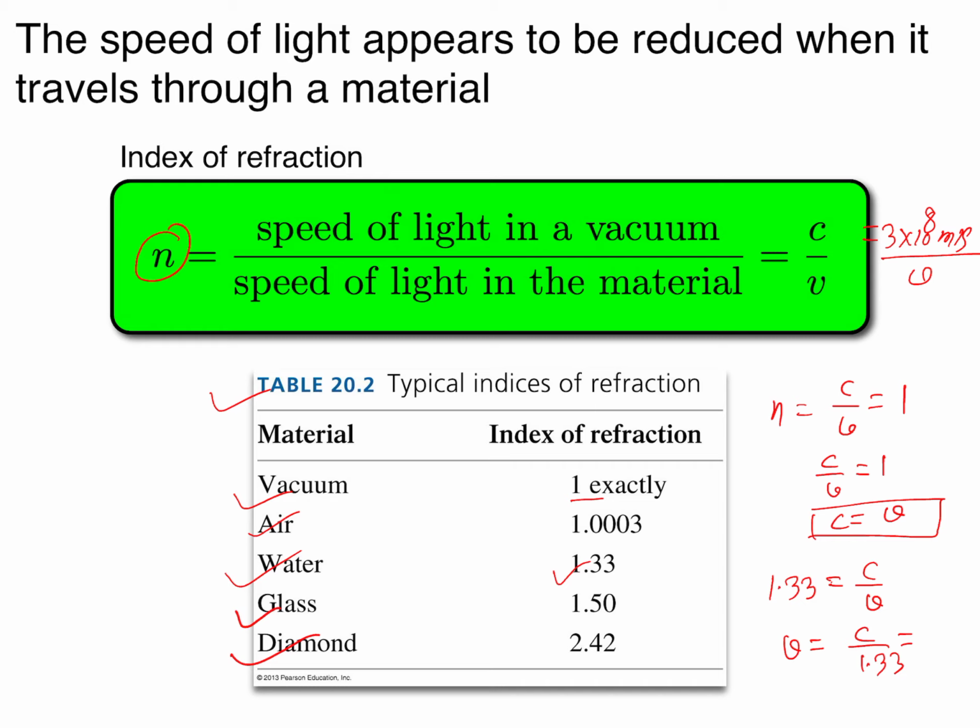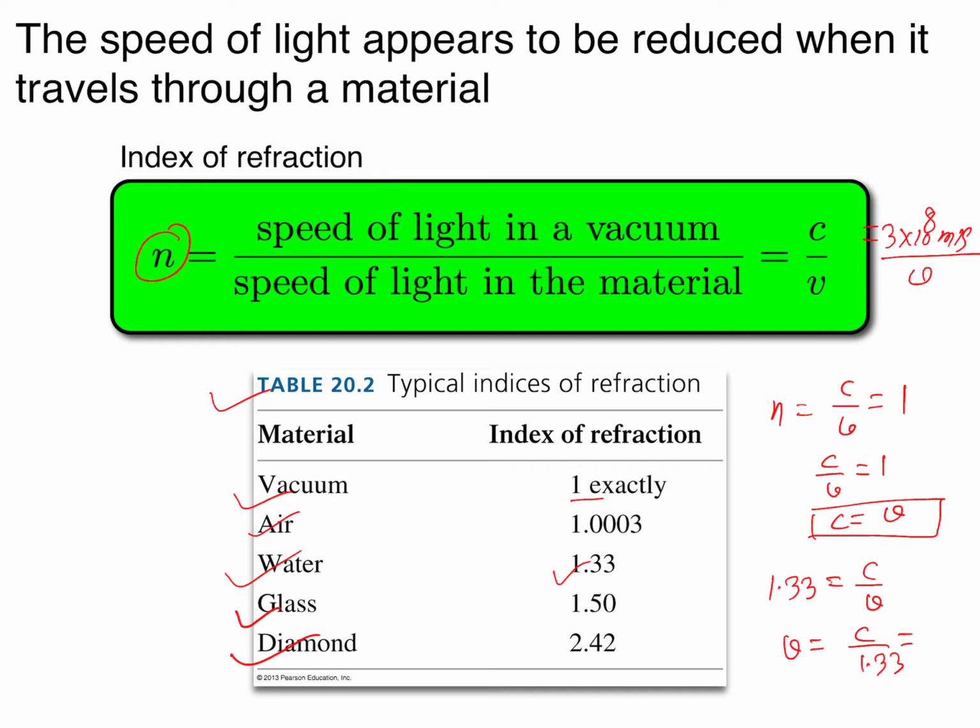But it can travel in a medium, and if it travels through a medium like glass, water, diamond and other materials, the speed is definitely going to be slower. But one important thing you need to keep in mind: the speed of light in vacuum is always constant, which is a universal constant. It never changes.